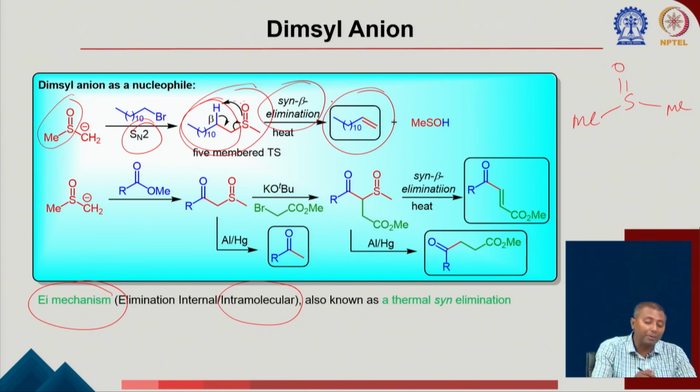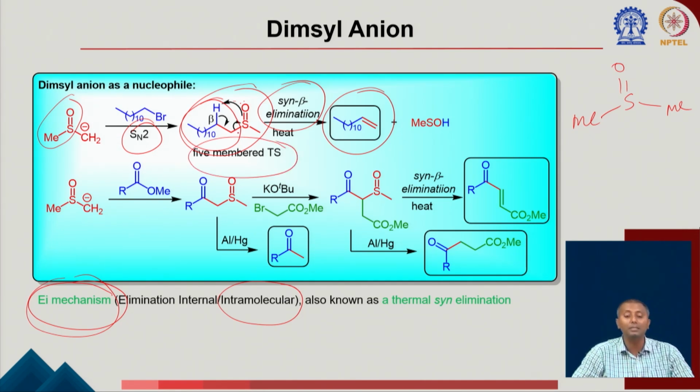Again, there are different varieties of this type of Ei mechanism. It could be a 5 member, 6 member, or 4 member. In this particular case, you are seeing it going through a 5 member transition state. If I try to draw, you will see it going through a 5 member transition state, okay, to get to the corresponding terminal olefin after the elimination.